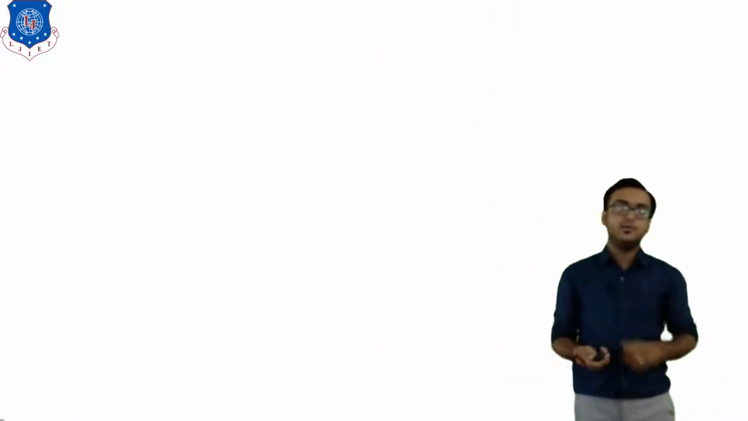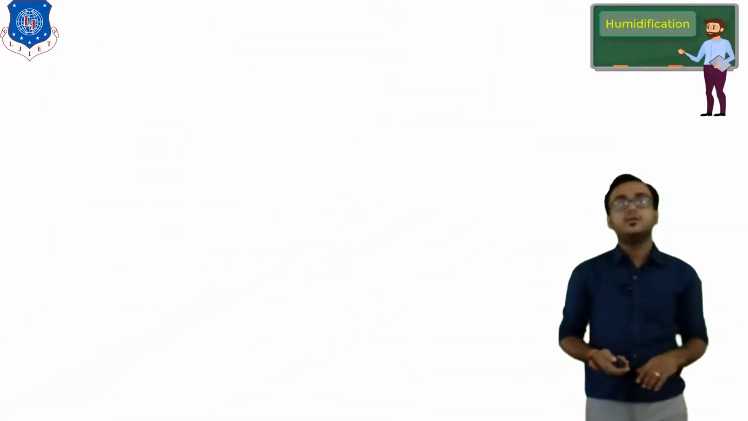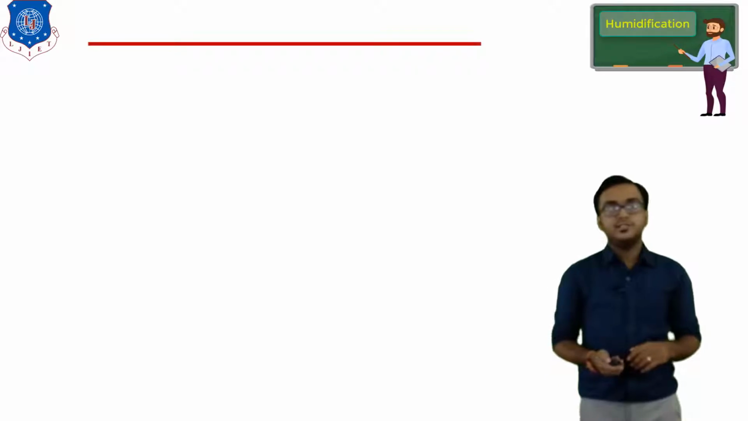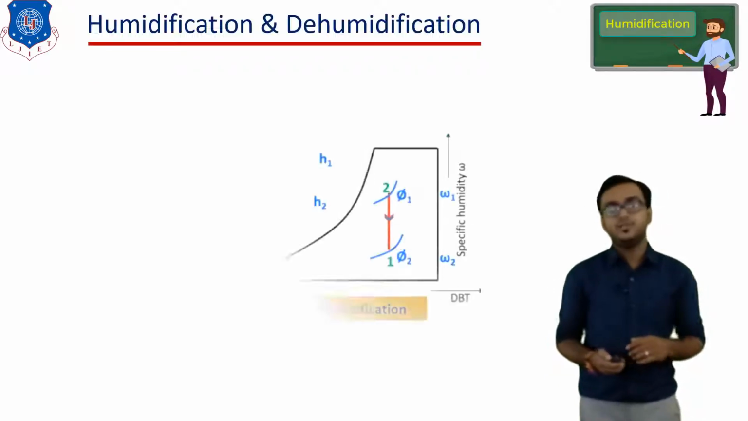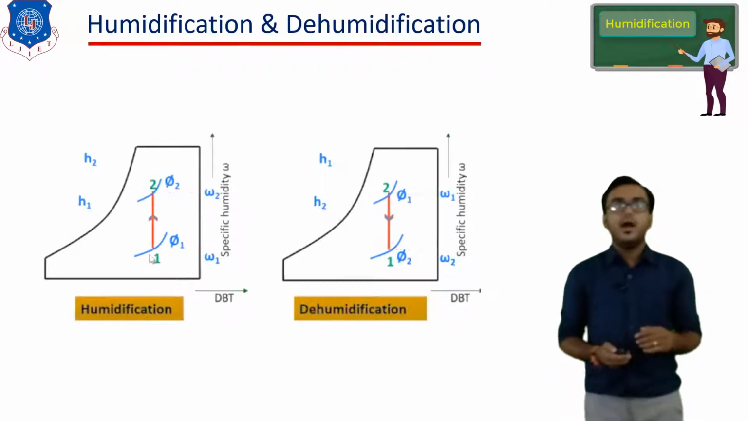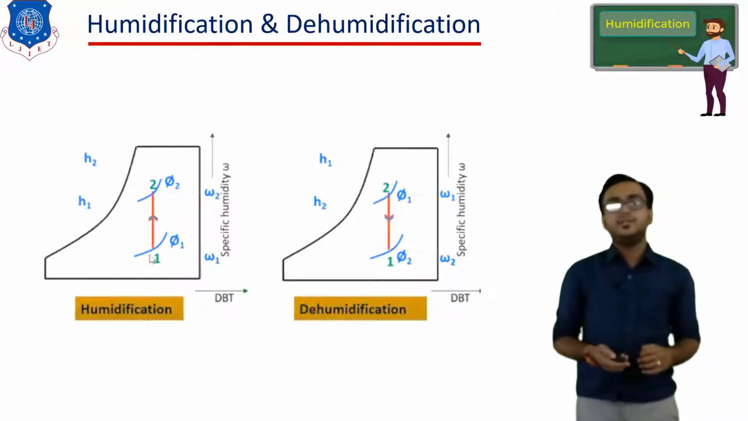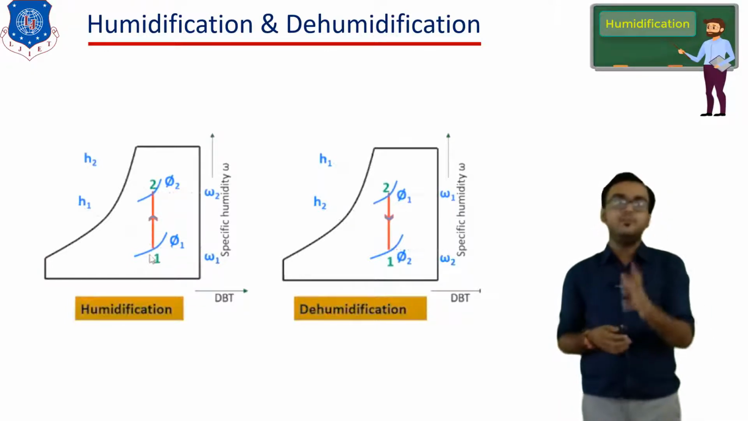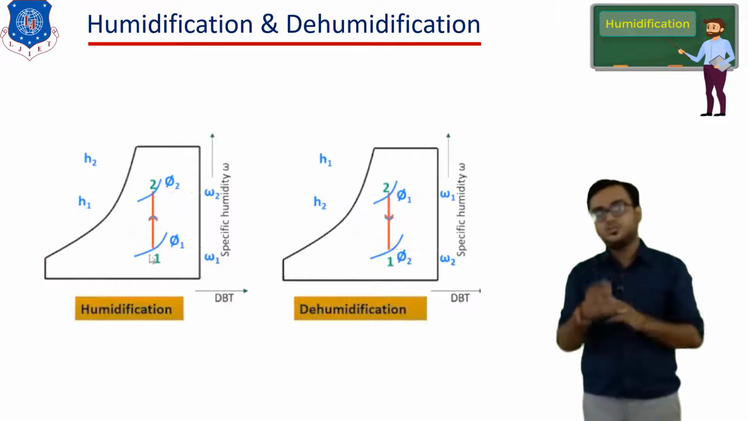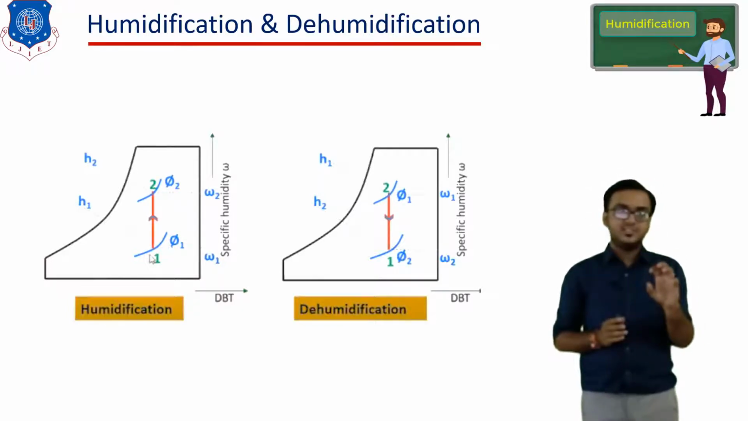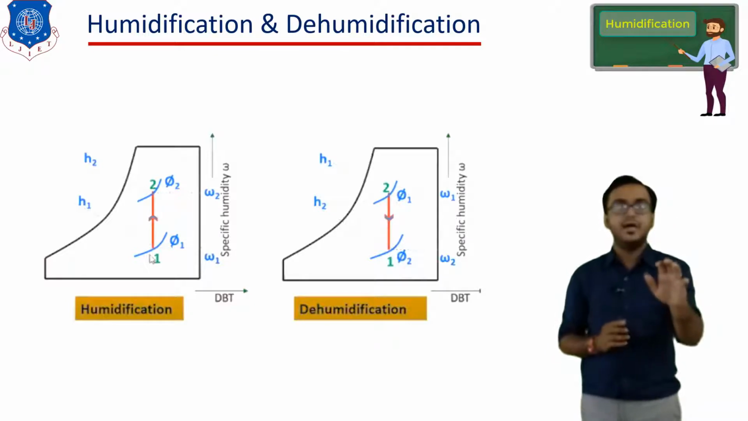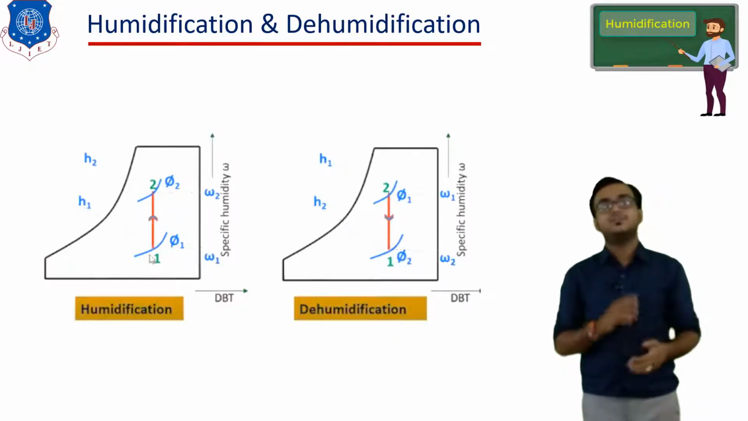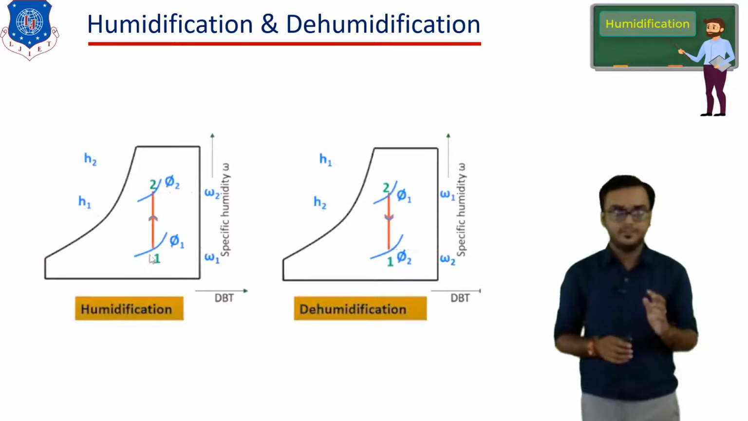So let's begin today's session with the humidification and the dehumidification process. Ideally speaking, humidification and dehumidification means to just add moisture and to remove moisture from the air. Humidification means to add moisture inside the air, while dehumidification means to remove moisture from the air.